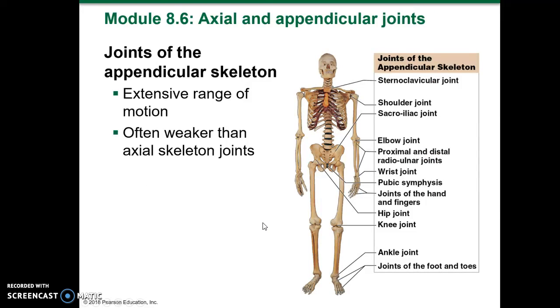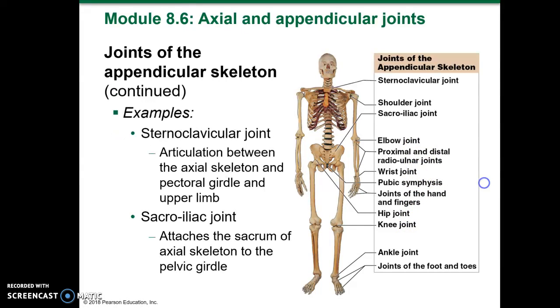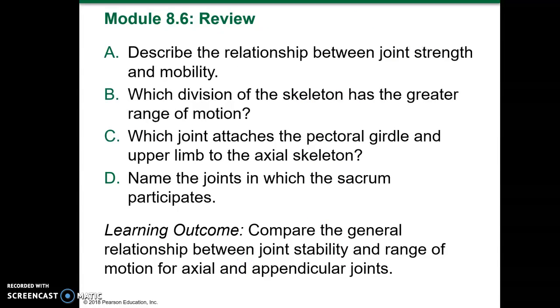Okay, other joints of the appendicular skeleton. We have an extensive range of motion here. They're often weaker, though, than the axial skeleton. So you see several listed along here. Here's some examples like the sternoclavicular joint, the articulation between the axial skeleton, the pectoral girdle, and upper limb. Or the sacroiliac joint, attaching the sacrum of the axial skeleton to the pelvic girdle. These are not quite as movable.